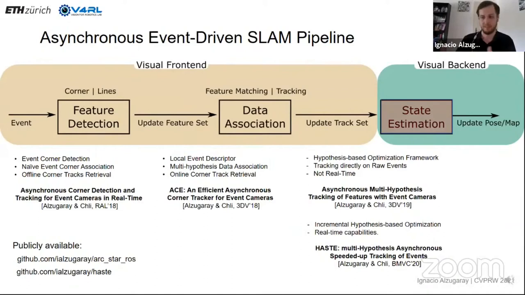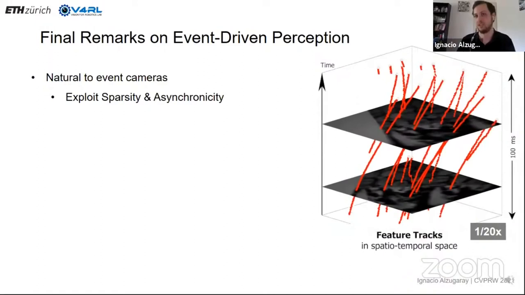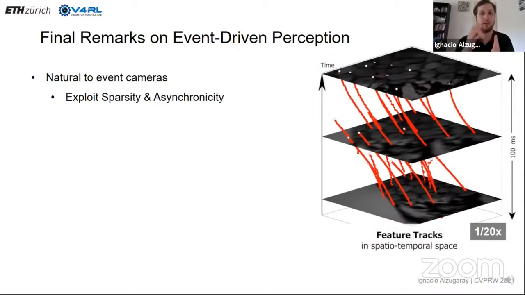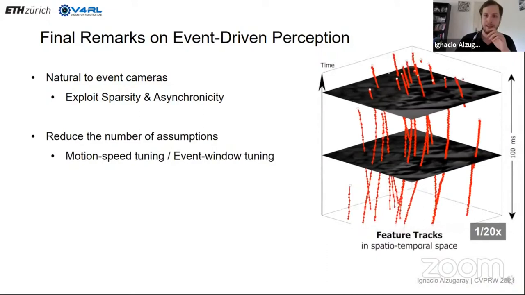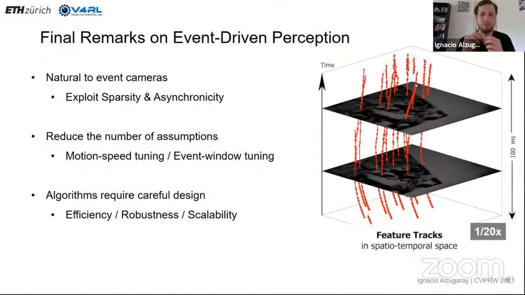So just to conclude some remarks, my personal opinion is that processing event by event, or in an event-driven fashion, is the natural way to go with event cameras. And in this regard, I'm kind of aligned with Riyadh's school of thought. I think exploiting it this way is how we can explicitly exploit the sparsity and asynchronicity of the data. It also reduces a little bit the assumptions, as in trying to tune for the speed of the motion or the amount of texture that we are expecting to see. But the drawback here is that we have to be really, really careful about designing the algorithms so they run efficiently.